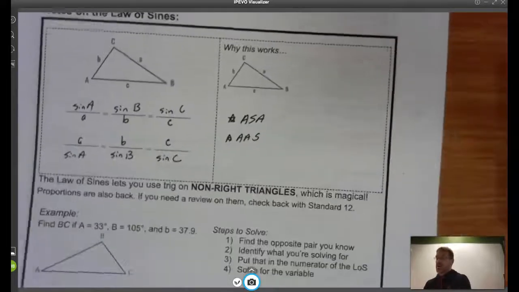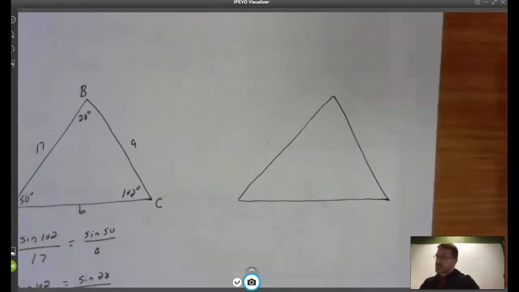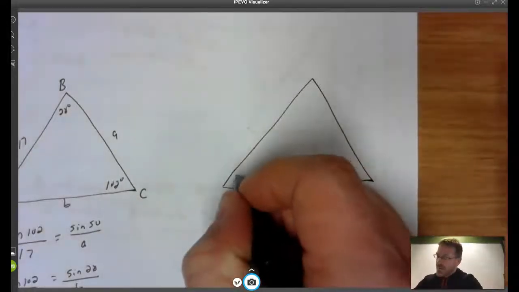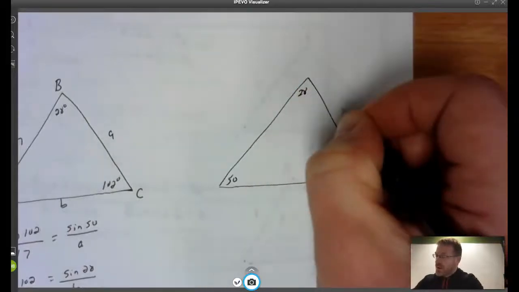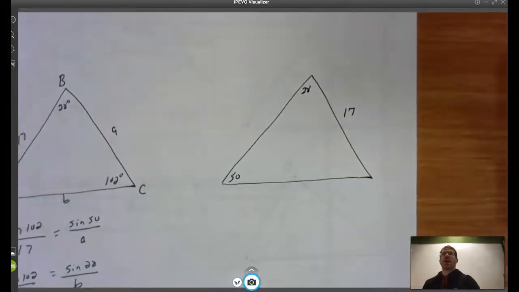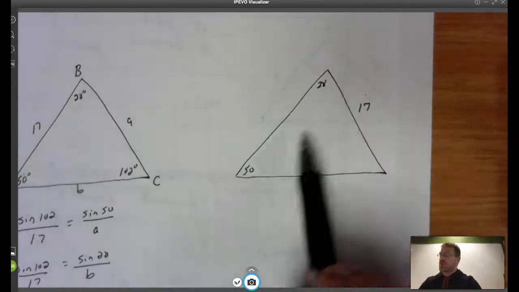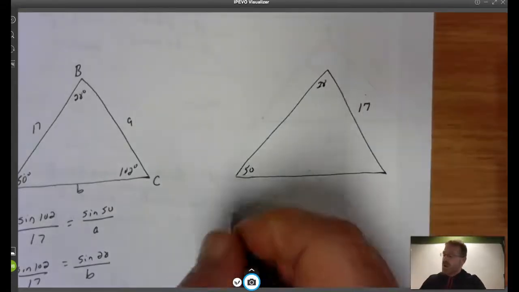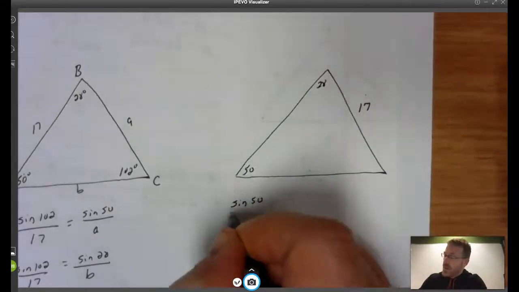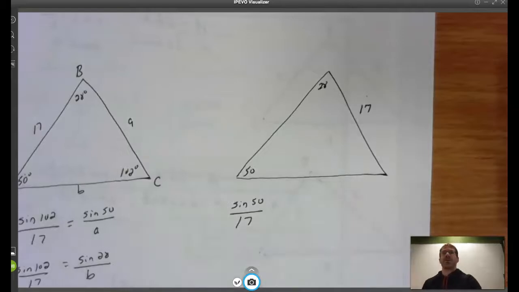I also said we could use angle, angle, side. So let's just change this a little bit. Let's say this is 50, this was 28, and this was the 17. So once again, notice angle, angle, side. Now that naturally gives us our ratio. So I know there's sine of 50 over 17. So I have one complete ratio from angle, angle, side information within my problem.